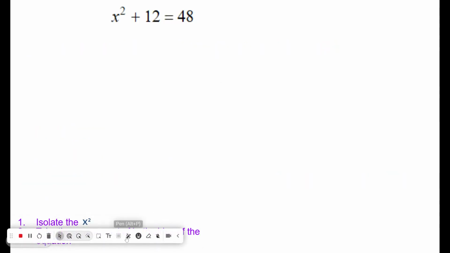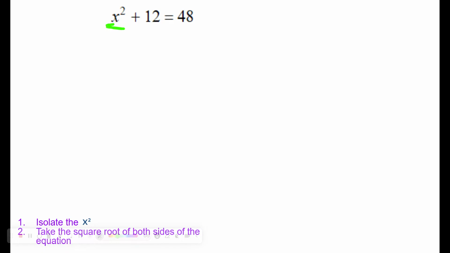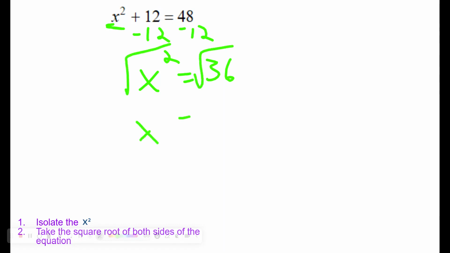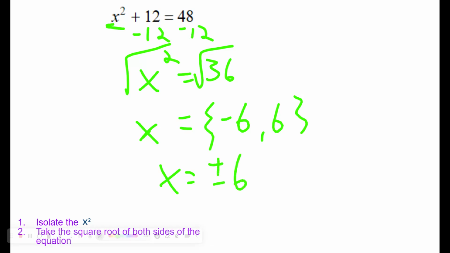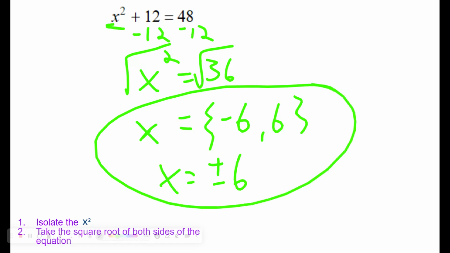Here, we have our stuff on the bottom in case we forget, but we have x squared plus 12 equals 48. I want to isolate this x squared here. So what I'm going to do is subtract 12 from both sides, leaving me with x squared equals 36. At this point, I see a perfect square. That is good news. And we're going to be left with x equals, and remember, we're going to use our set of numbers here, negative 6 and 6. Negative 6 times negative 6 is 36, same thing as 6 times 6. You might also see it written like this, x equals plus or minus 6. These are the solutions I'm looking for when we do this.